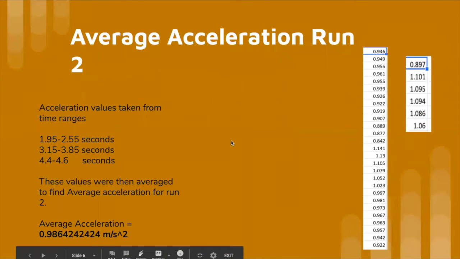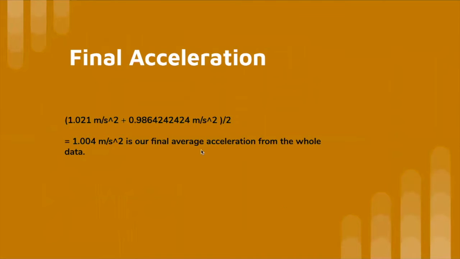The same thing was done for run two, but with slightly different time ranges because the trend was slightly different. However, we still took the most consistent values that were not influenced by external forces, and we found an average acceleration of 0.98624. These two accelerations were then combined to get a final theoretical acceleration of 1.004 meters per second squared.